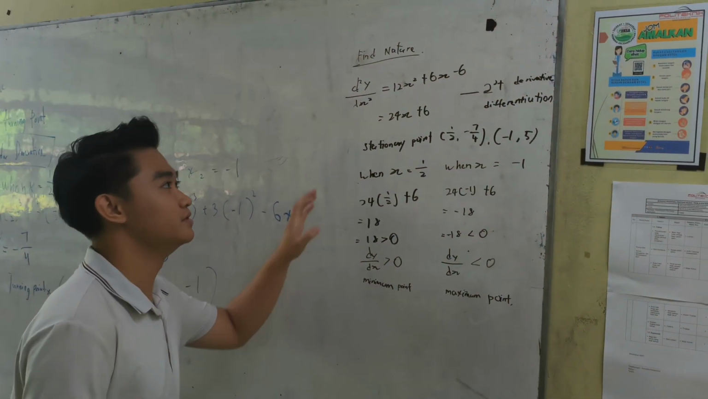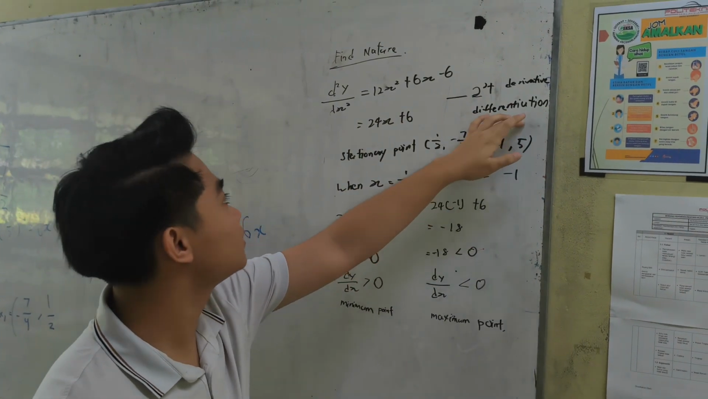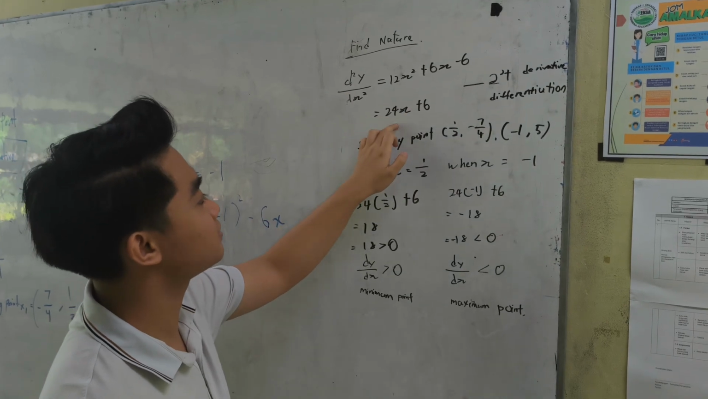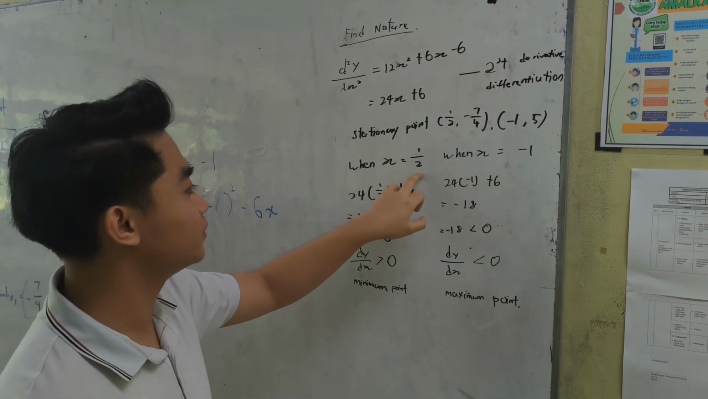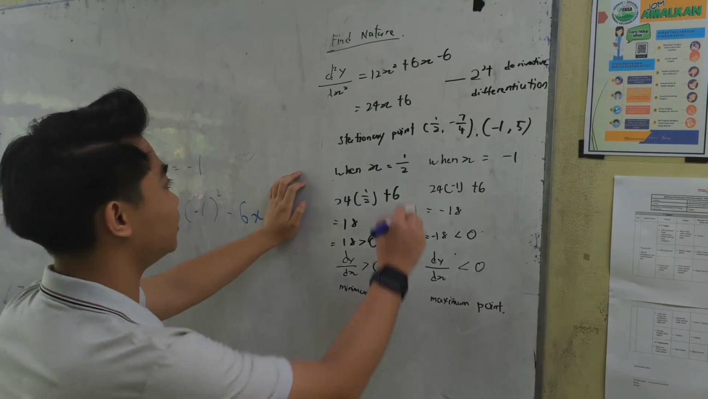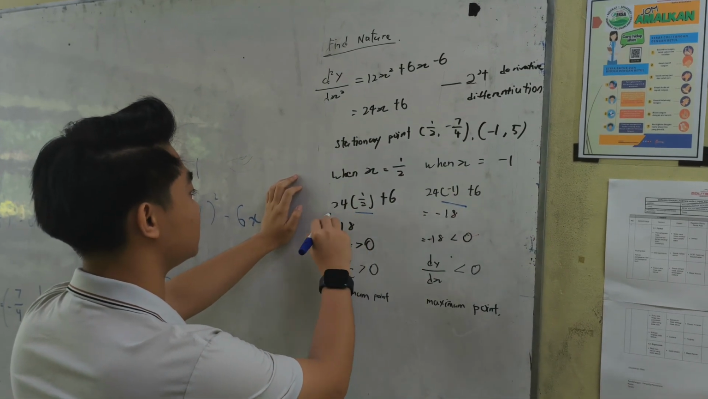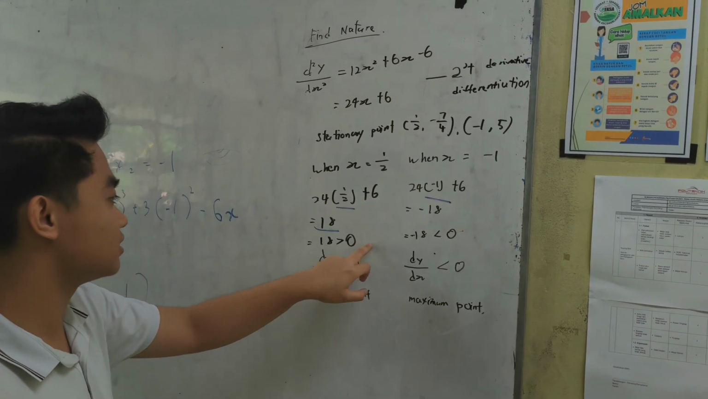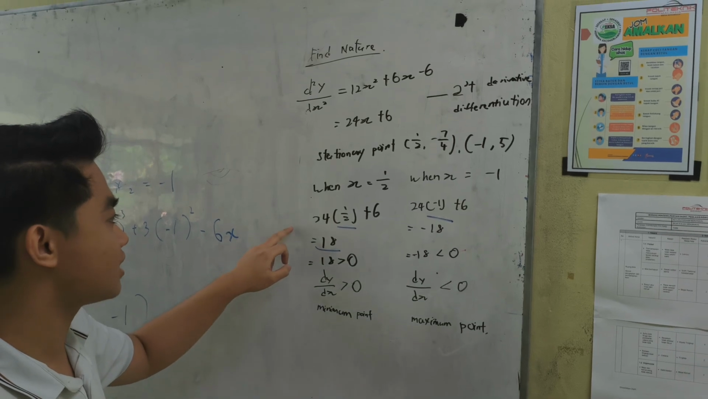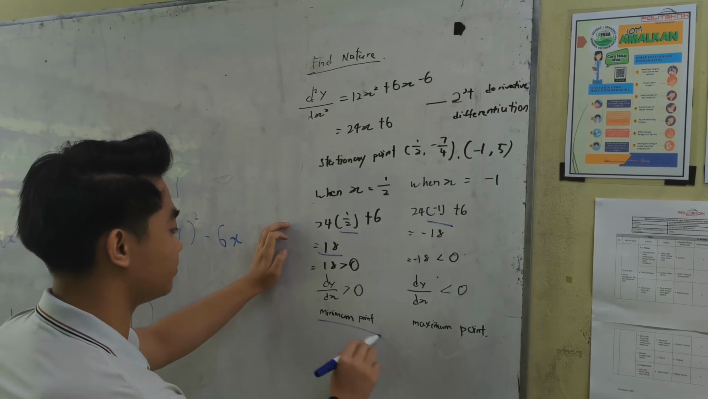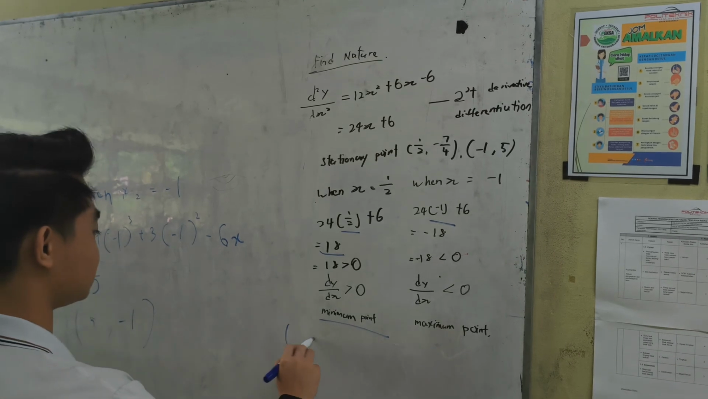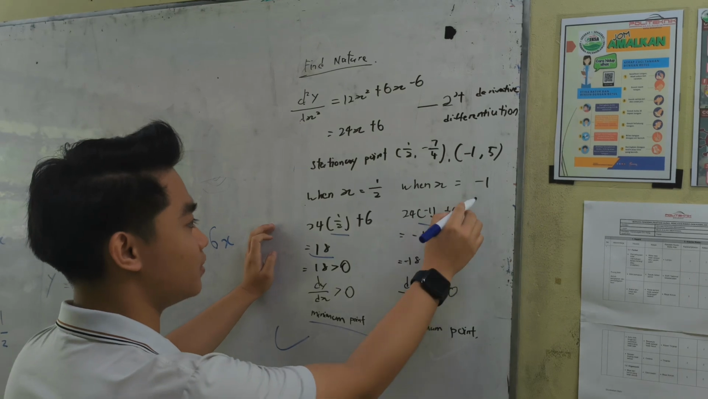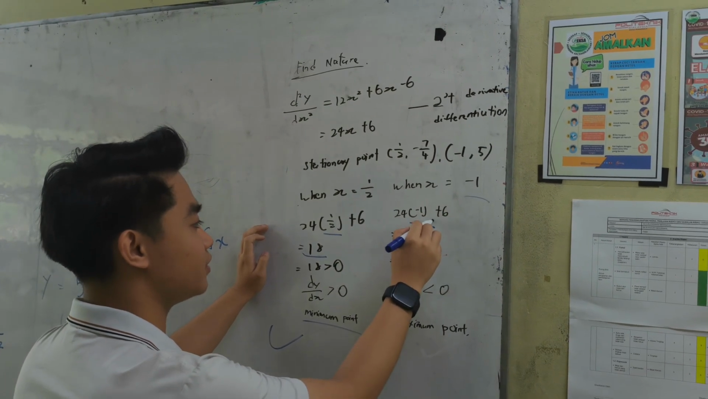To find the nature, we use the second derivative. Differentiating the first derivative again, we get 24x plus 6. The x values are 1 over 2 and -1. Substituting the x into the equation, we get 18. 18 is a positive number, larger than 0. So x1 is a minimum point, which looks like this, a smile.